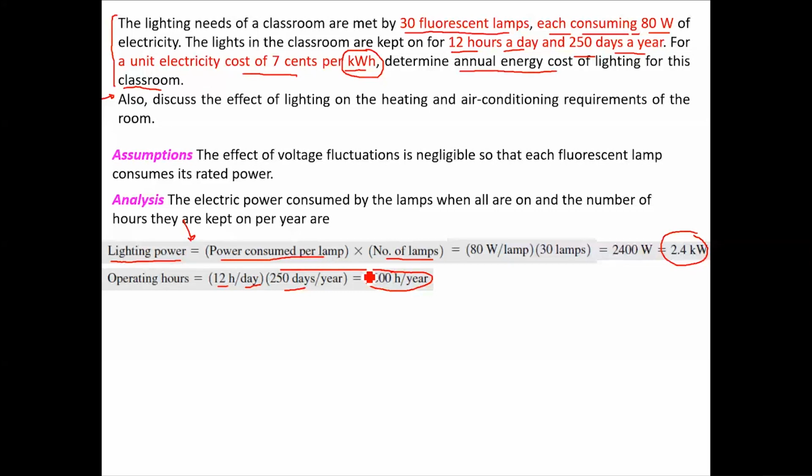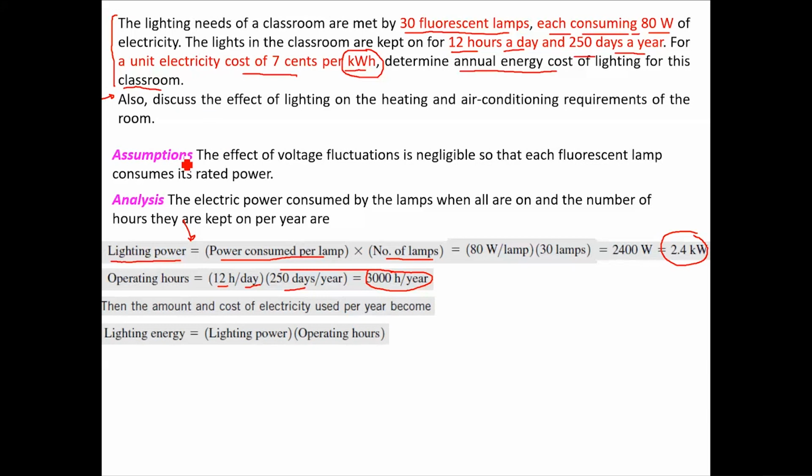Clear enough? Now I can calculate the total kilowatt hours. The lighting energy used per year is the lighting power multiplied by the lighting operating hours. This would be 2.4 kilowatt multiplied by 3000 hours per year, which gives 7200 kilowatt hours per year. This is required for a year. Clear enough?